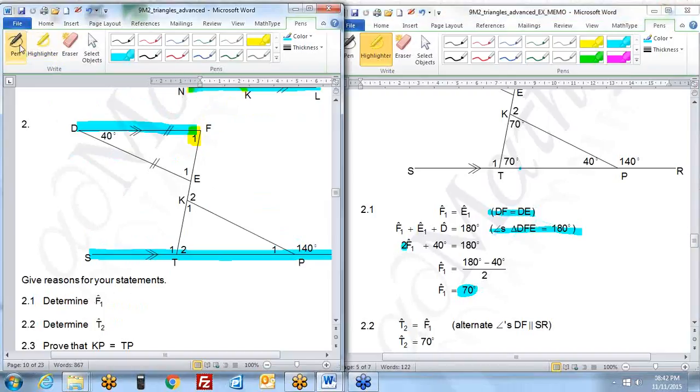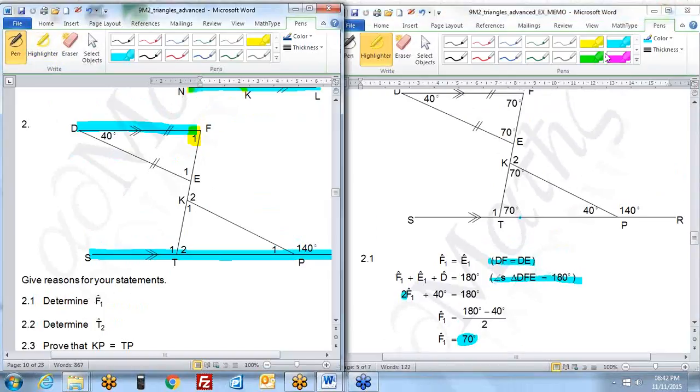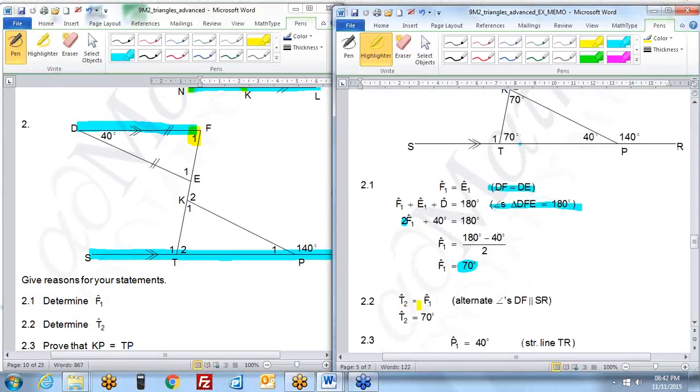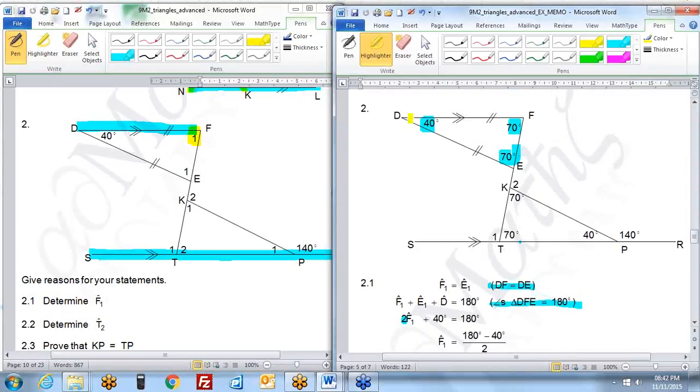Then 2.2, determine angle T2. Okay, so I just quickly want to highlight the bits of information just determined. Okay, so now we have to determine this one. So we're going to use our parallel lines. And you will see angle T2 equals angle F1. Angle F1 is 70, so just take a look.